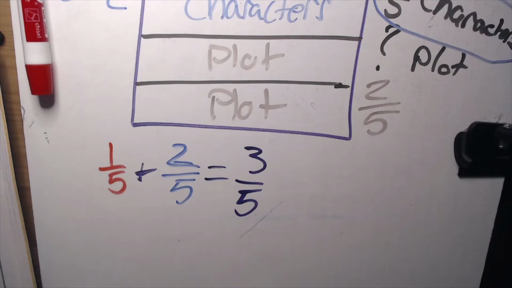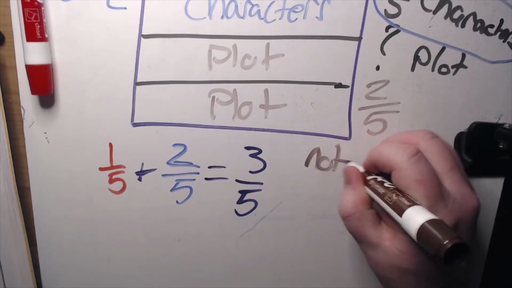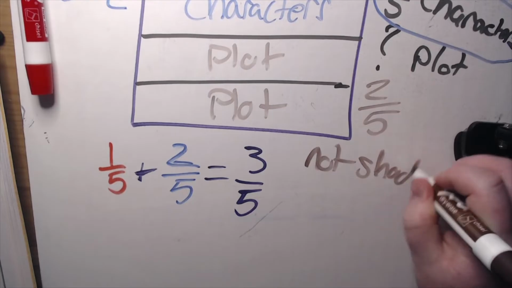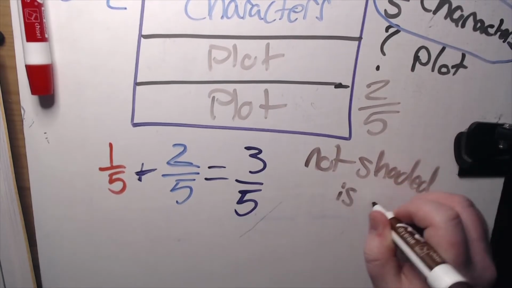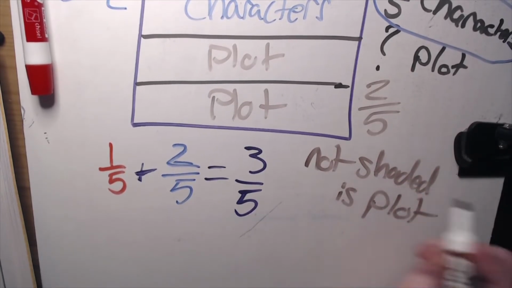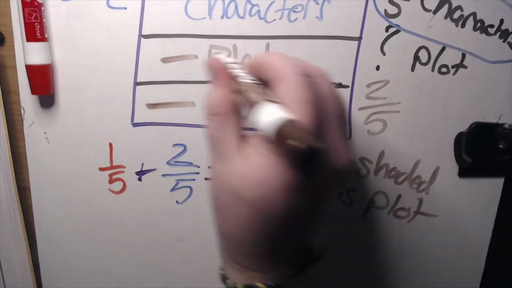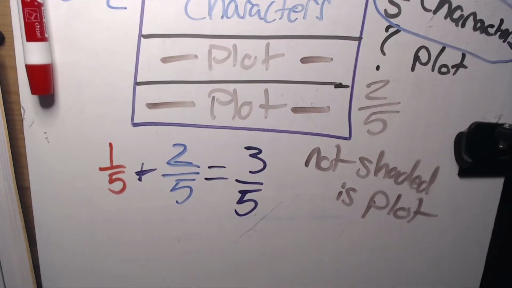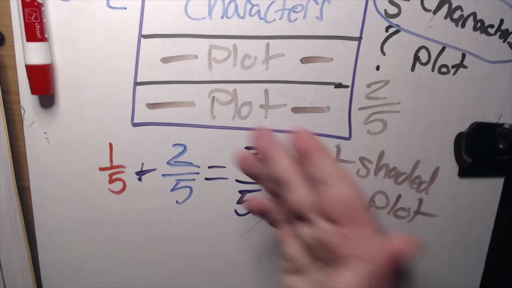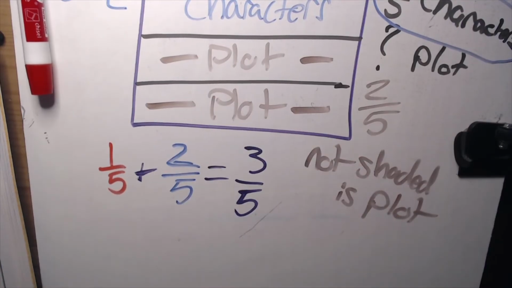Now it says, what does the part of the model that is not shaded represent? The not shaded part represents our plot. So let's write not shaded is plot. Or if you're like me and you already wrote plot in these 2 parts, then the part that has the brown writing in it is our plot. Write an equation for the part of the poster that will be used for plot.